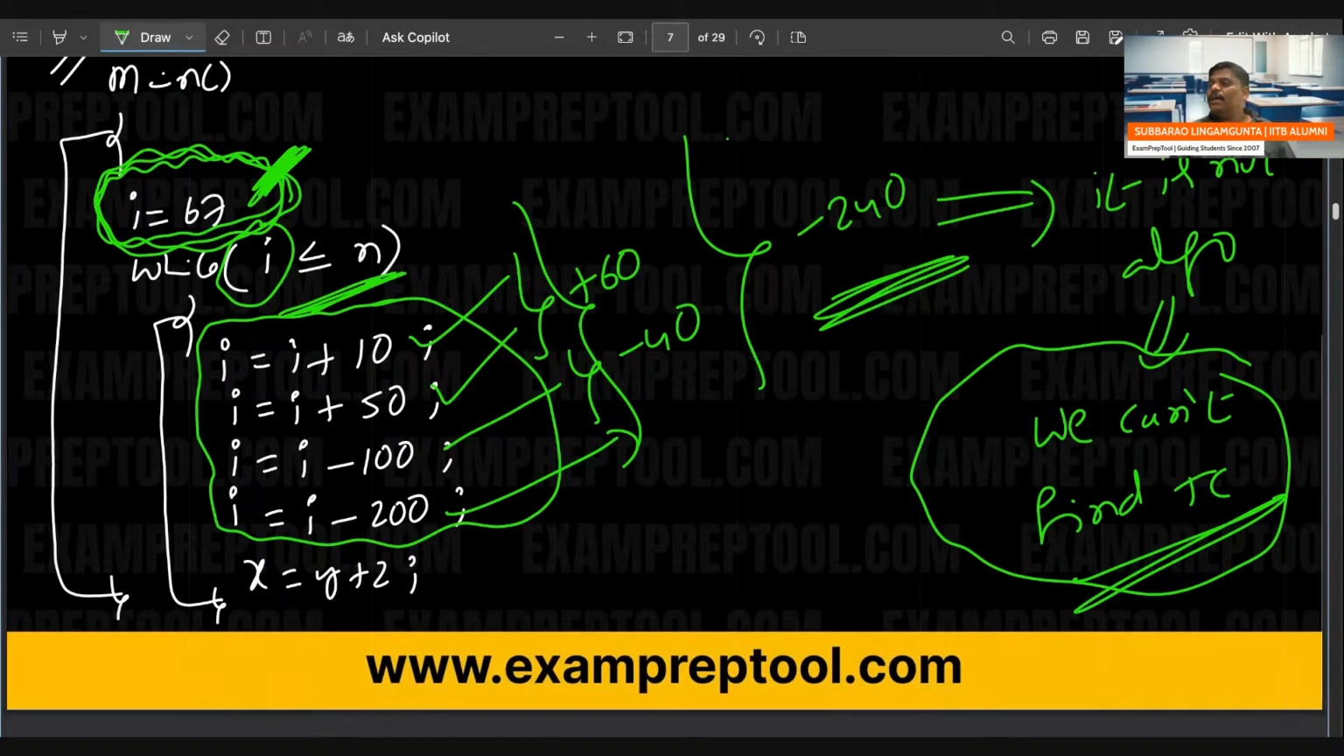Every algorithm is a program, but every program need not be an algorithm. Let me repeat once again: the thing I have written on the board is a program, but it is not an algorithm. If anyone is confused, I am repeating once again. Every algorithm is a program, but every program need not be an algorithm. It is not an algorithm because it is not stopping, so we cannot find the time complexity.